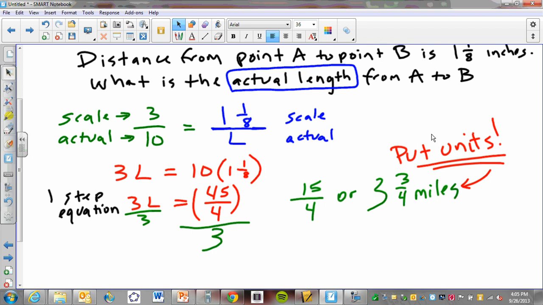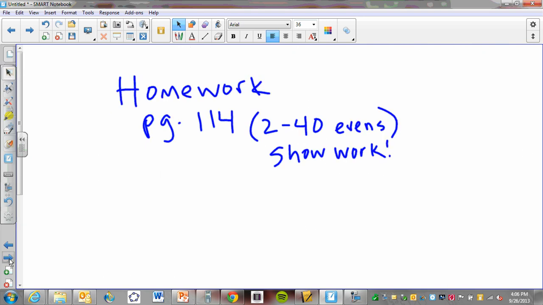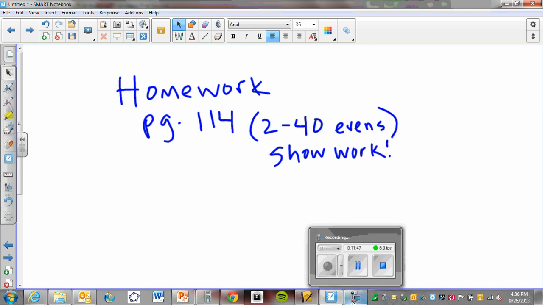In word problems, and it wants to know the length, make sure you put the units. Otherwise, it will not be full credit. Your homework is page 114, 2 through 40, the evens. Make sure you show your work if you want full credit.